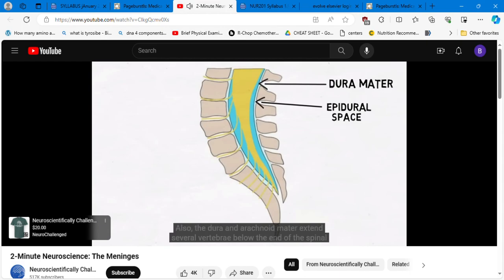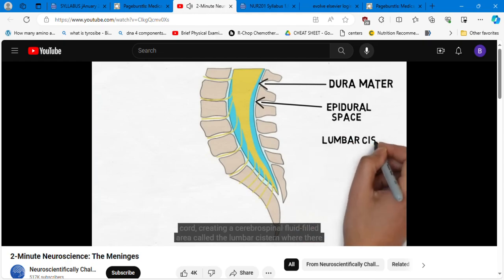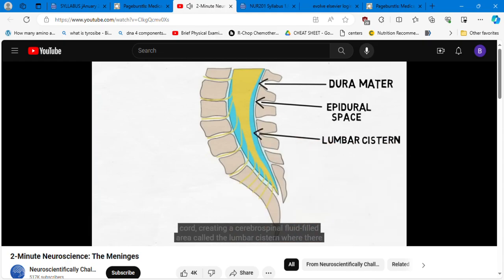Also, the dura and arachnoid mater extend several vertebrae below the end of the spinal cord, creating a cerebrospinal fluid-filled area called the lumbar cistern, where there is no spinal cord present. Cerebrospinal fluid can be withdrawn from here because a needle can be inserted with little risk of damaging the spinal cord. Thus, the lumbar cistern is the site where cerebrospinal fluid is aspirated in a lumbar puncture, also known as a spinal tap. This is done, for example, to diagnose meningitis, a potentially life-threatening inflammation of the meninges.